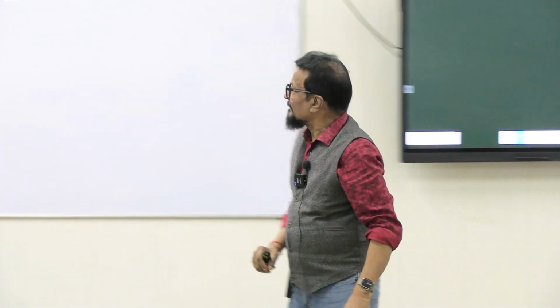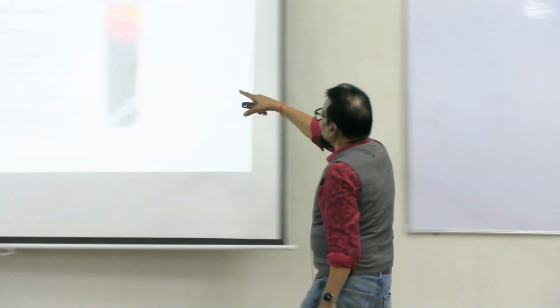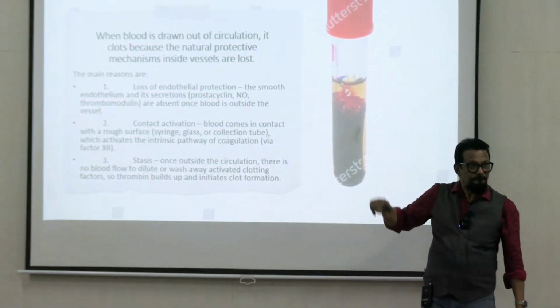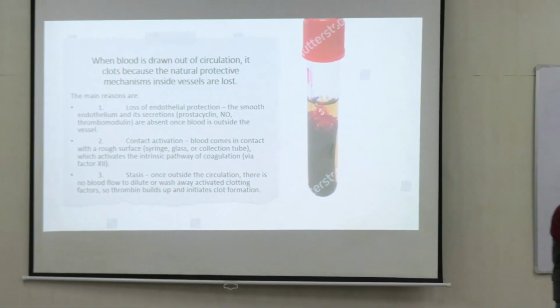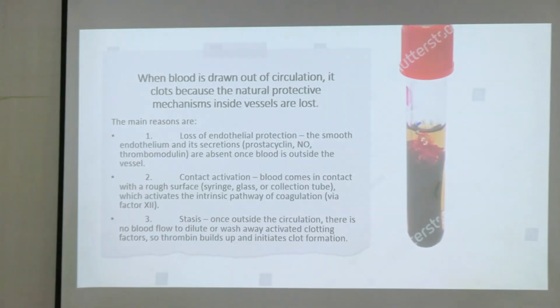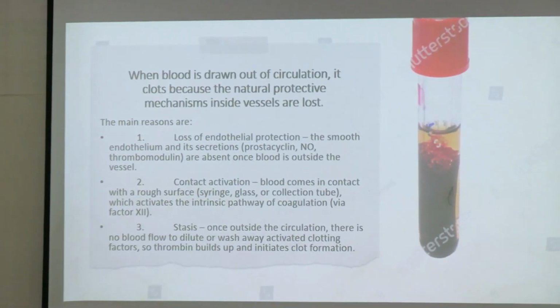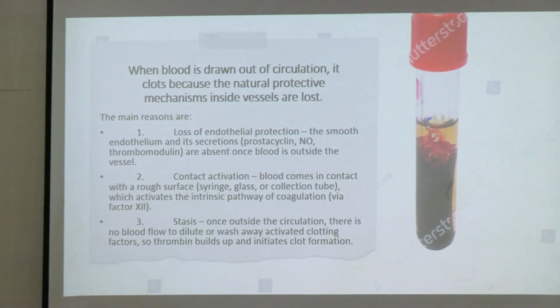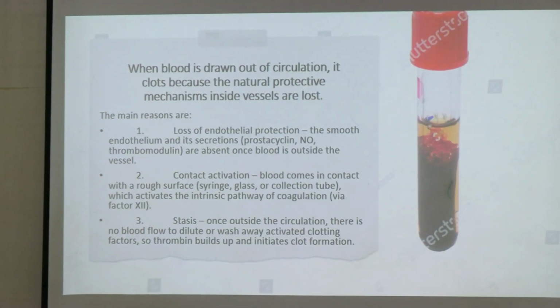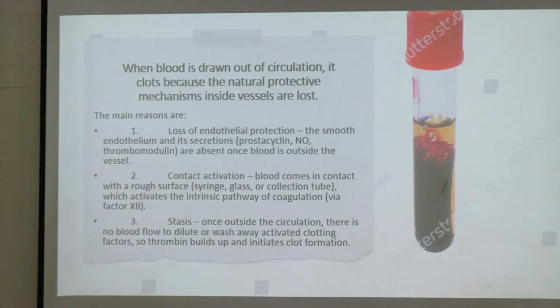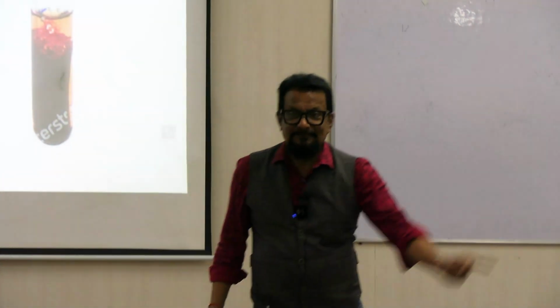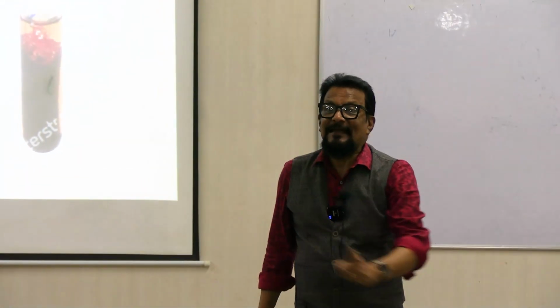What happens? Blood clots. It was in the blood vessel, no clot, but as soon as I take it out from the circulation into a test tube or a syringe, it clots. What happened? The smooth lining is absent. The endothelial lining is absent.